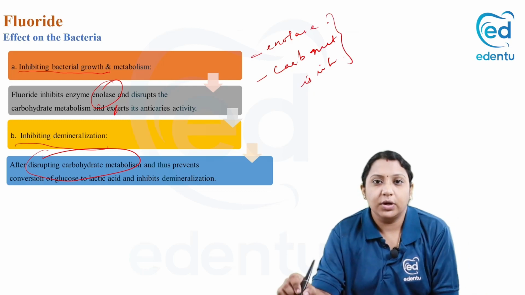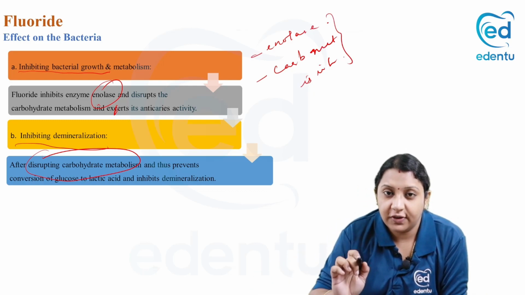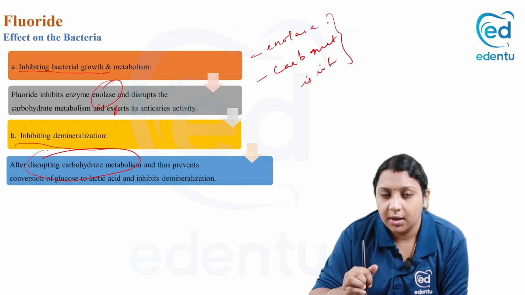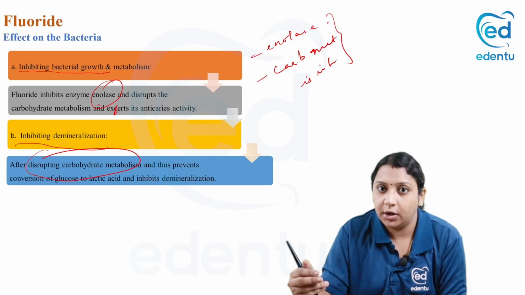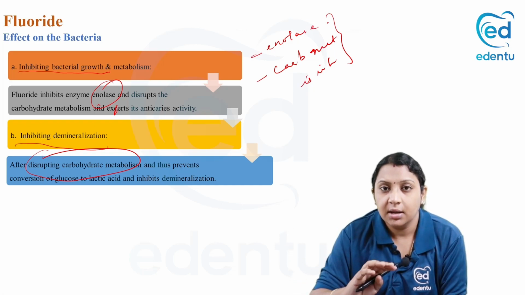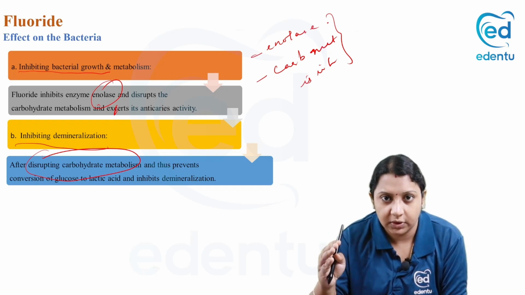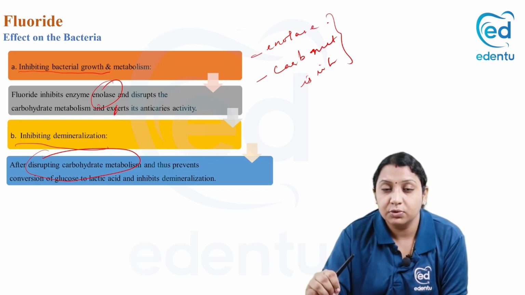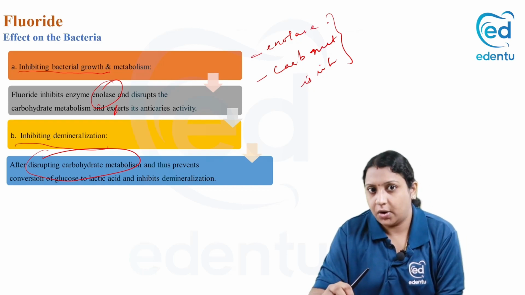Okay, so these two points we have to remember. That is for the effect of fluoride on bacteria. Then we have the effect of fluoride on hydroxyapatite. The two points are it increases or enhances remineralization, and it also improves the crystallization of the hydroxyapatite.